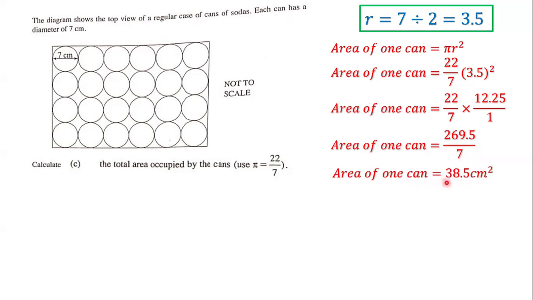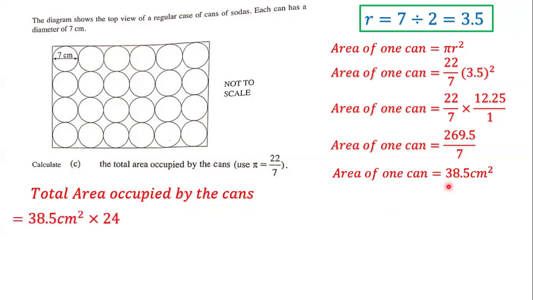That's the area of one can, all right? And when we talk about the area of one can, what we actually mean is the area of the top of the can, all right? And so the area of that circular portion, that top, because this is the top view. So the area of one can is 38.5 centimeters squared. And so we need to figure out the total area occupied by all the cans. And so the total area occupied by the cans is going to be the area of one can, which is 38.5 centimeters squared, multiplied by how many cans do we have?